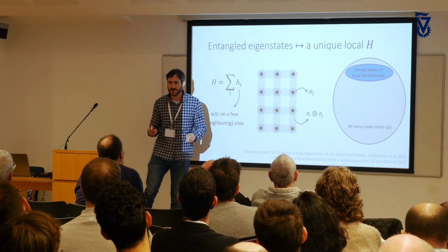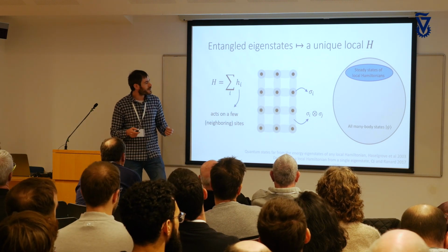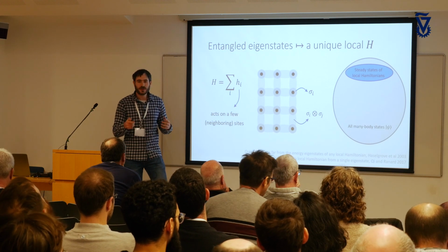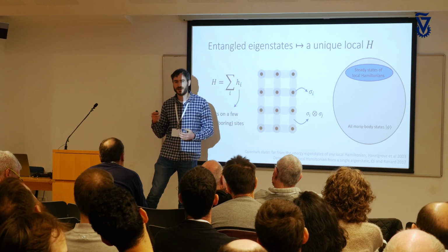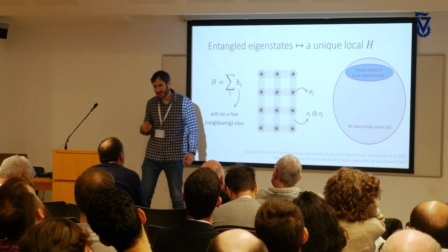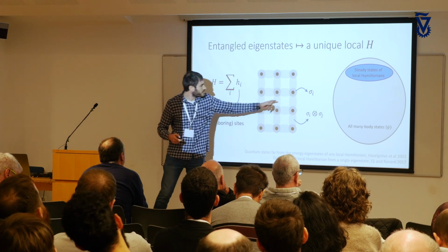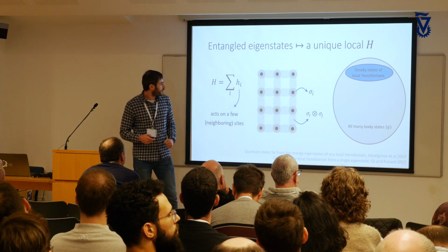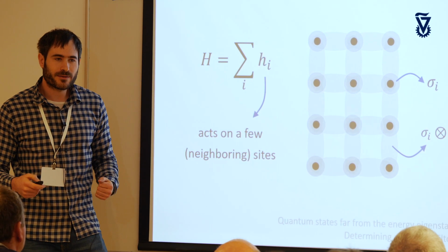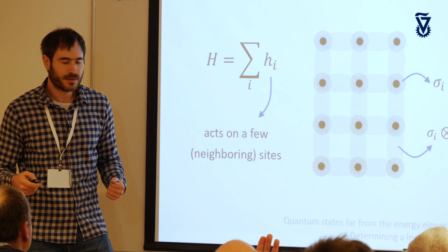Physical Hamiltonians, on the other hand, are local. So they're given by a sum of terms that each acts on just a few neighboring sites. For example, a Hamiltonian on a two-dimensional lattice with nearest neighbor interactions. So here, these are operators acting on single sites and nearest neighbors. Now, the family of local Hamiltonians is actually quite small. There aren't that many local Hamiltonians you can write down.